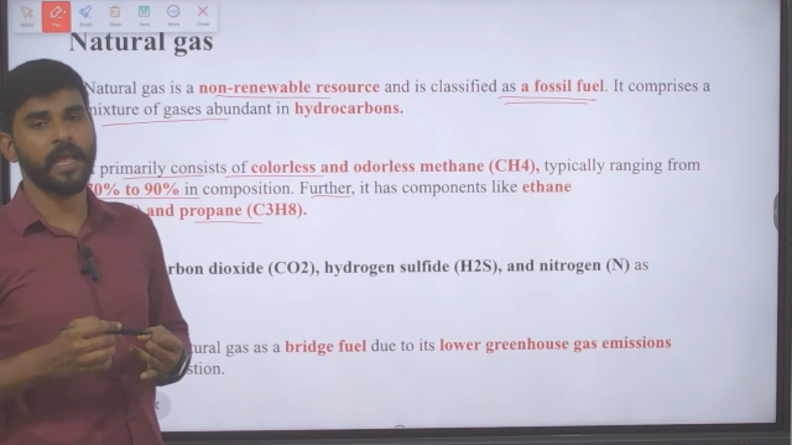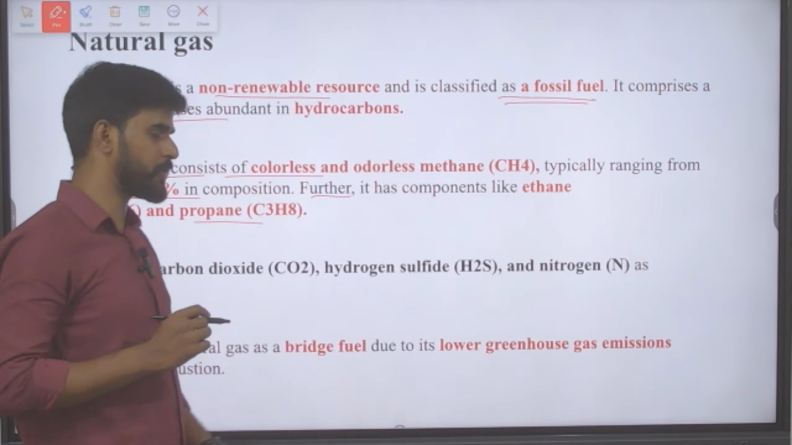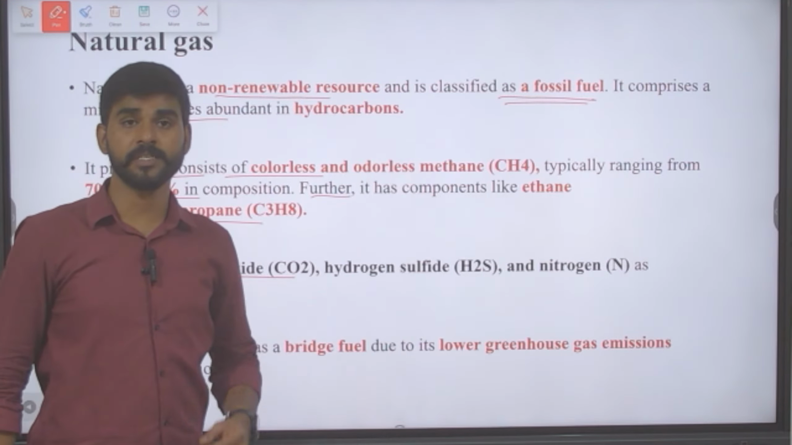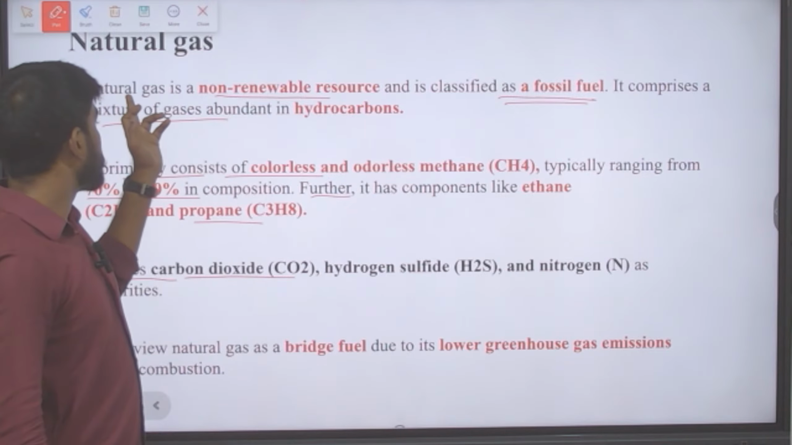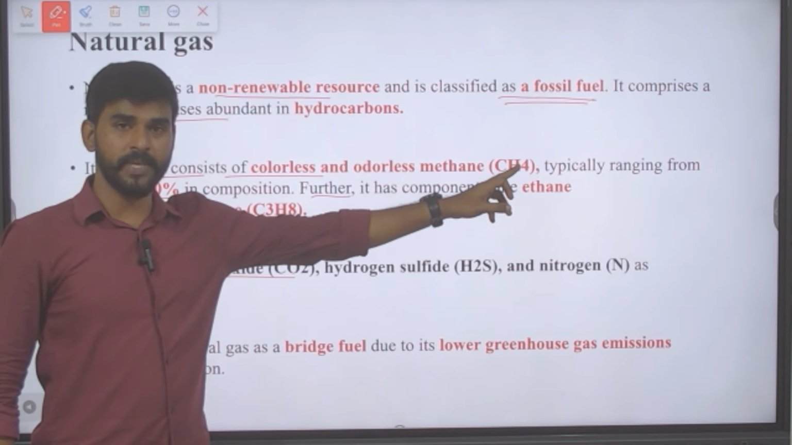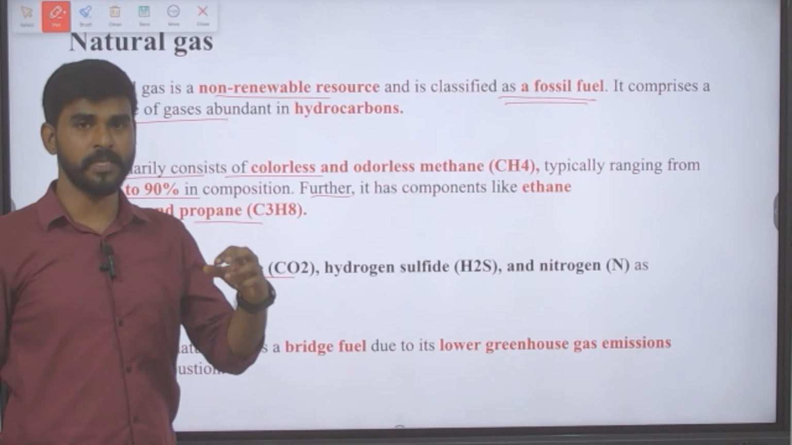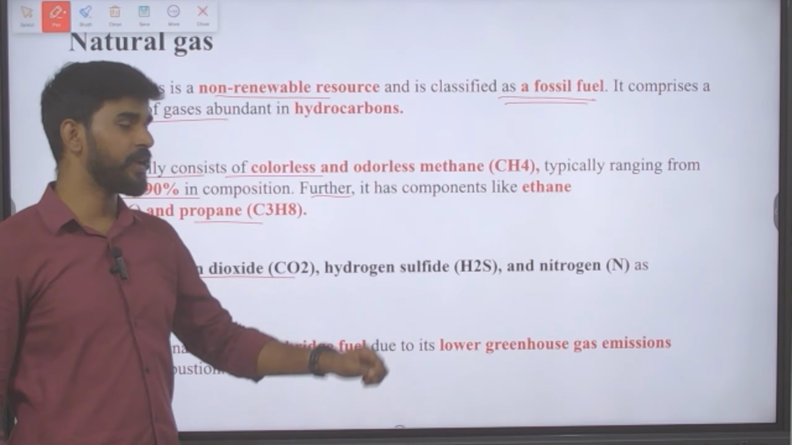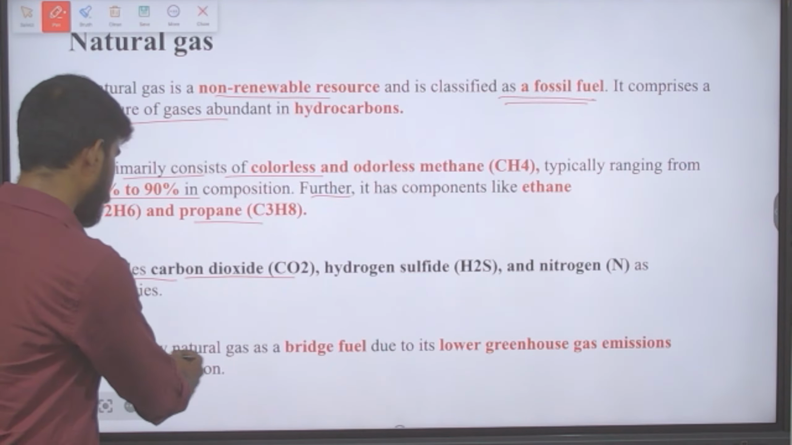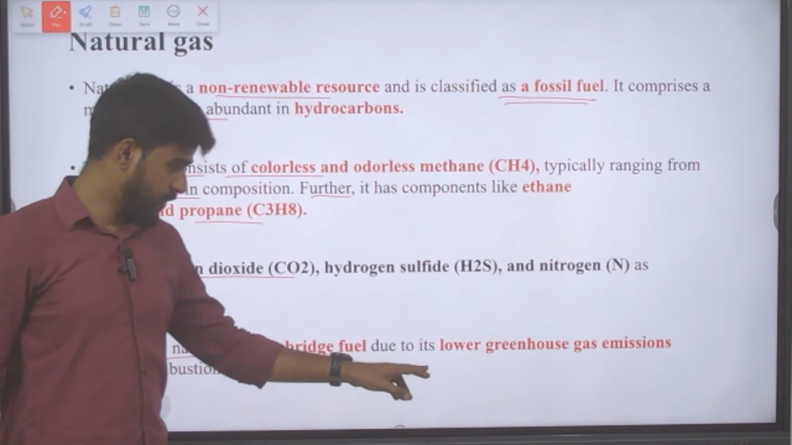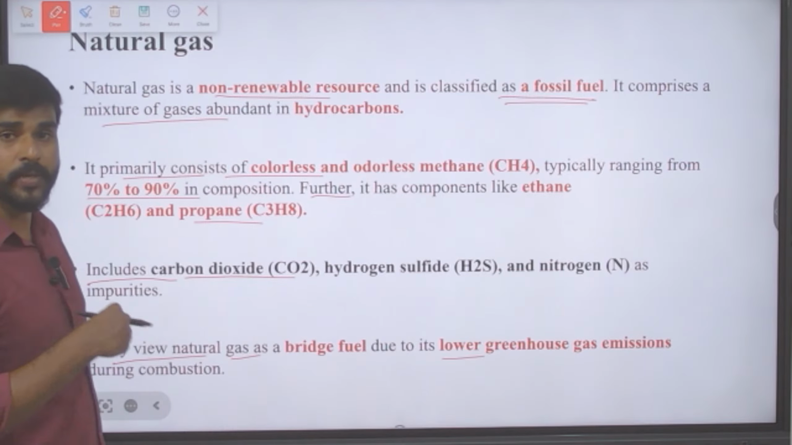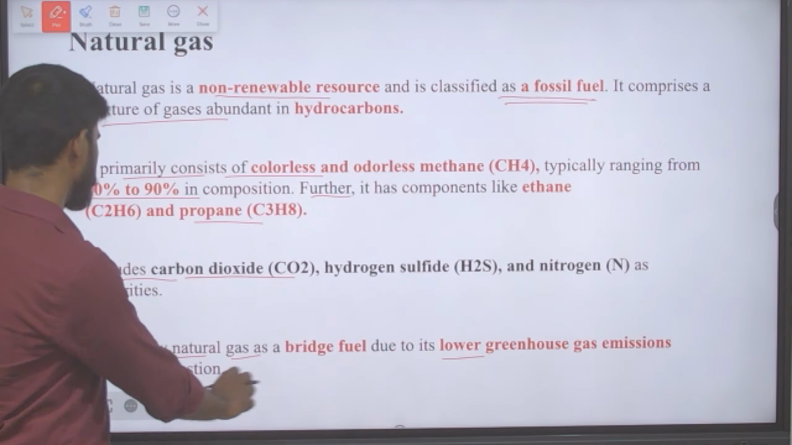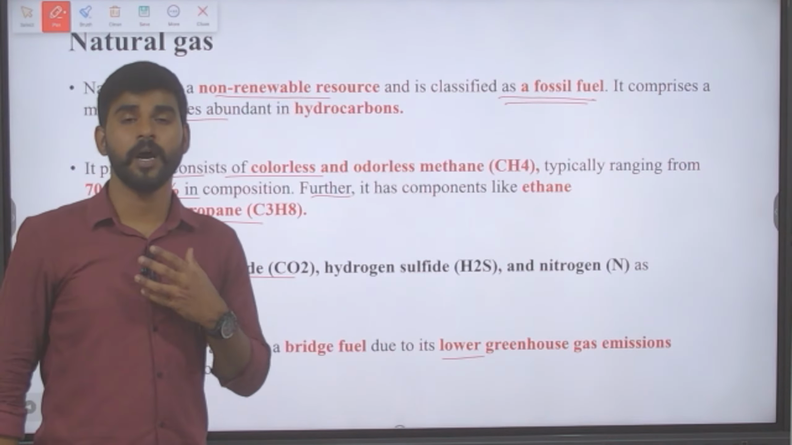So methane, ethane and propane. Okay, the first three hydrocarbons, the alkanes. So it includes carbon dioxide, hydrogen sulfide, and nitrogen as impurities. So natural gas will have methane, ethane, and propane as the major components, and it also has minor impurities like carbon dioxide, hydrogen sulfide, and nitrogen. Moreover, many view natural gas as a bridge fuel. That is because it is going to emit lower greenhouse gas emissions. Okay, so lower greenhouse gas emissions during combustion. That is the reason why it is called a bridge fuel here.